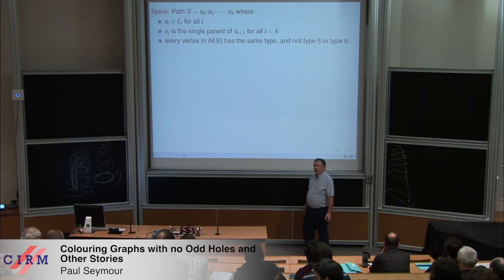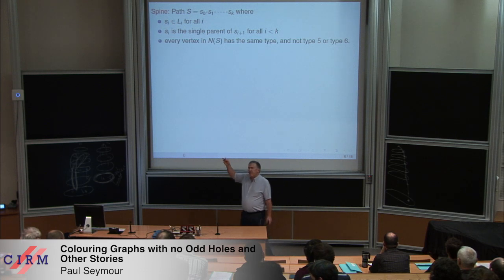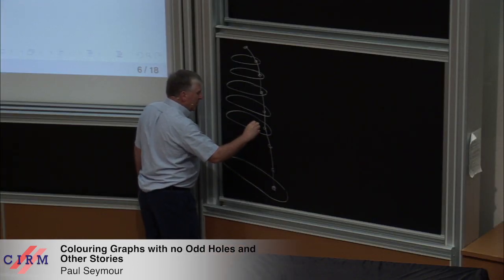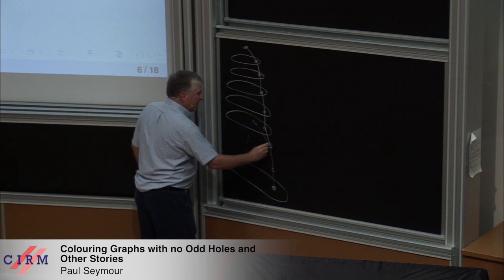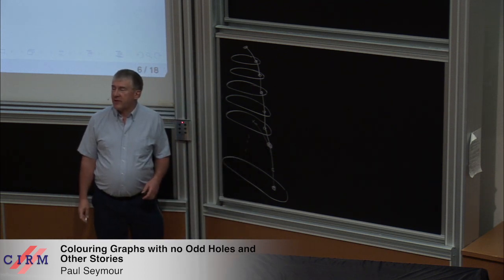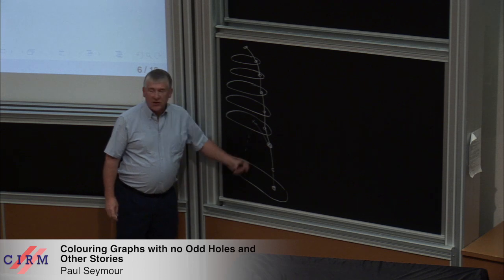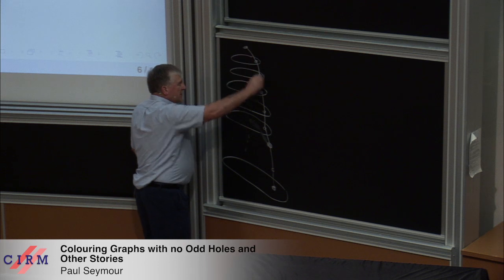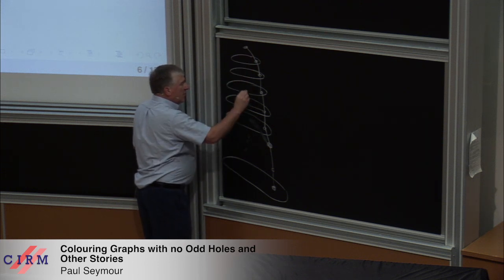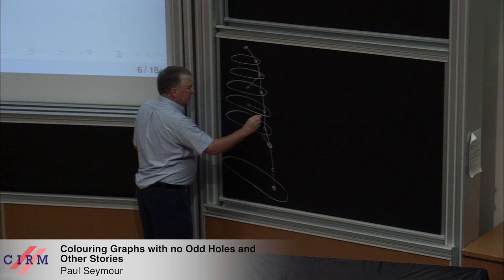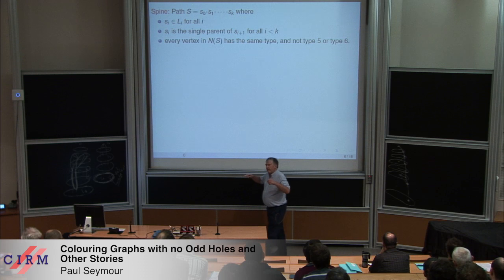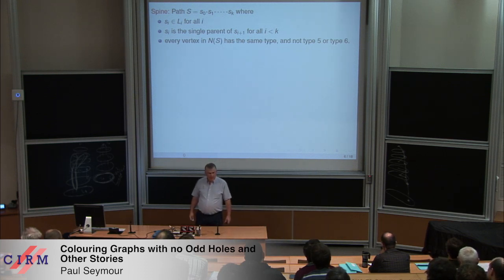What property does that path have? Every vertex is needed for the next vertex down. Meaning there's nobody like this. This vertex has a unique parent, and it's the vertex in the path. So nobody attaches to the path downwards. So how can you attach to the path? You might attach like this. You might attach like that. You might attach like that. But you can't attach going downwards.